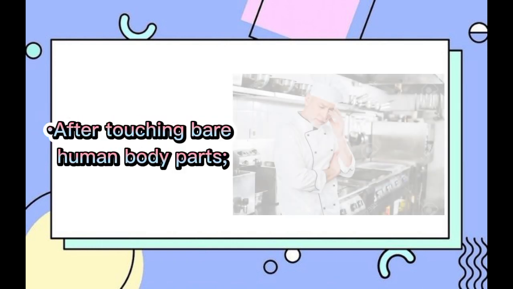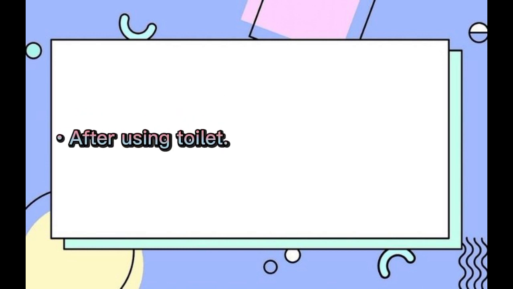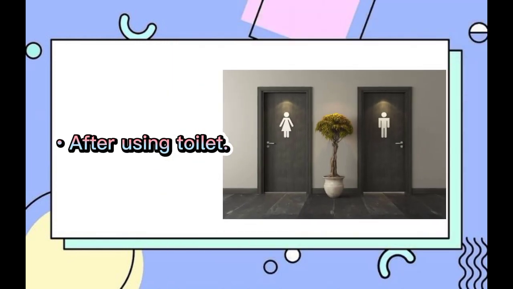Next, we need to wash our hands after touching bare human body parts to avoid foodborne illnesses. And lastly, after using the toilet. We need to wash our hands after using the toilet because it is possible for fecal material and fecal bacteria to get onto your hands and contaminate the food.